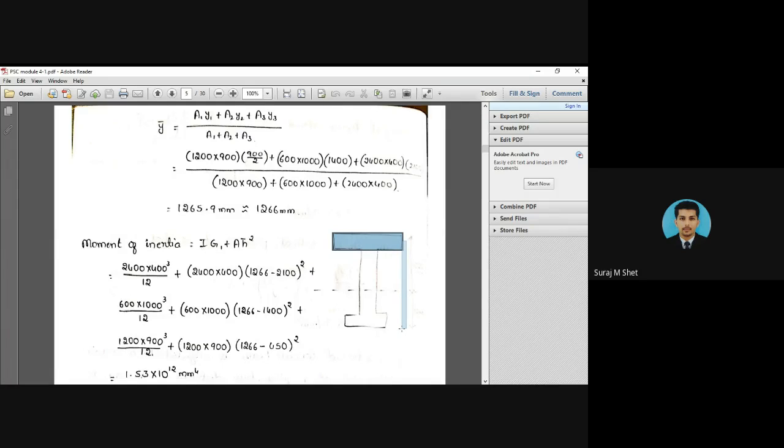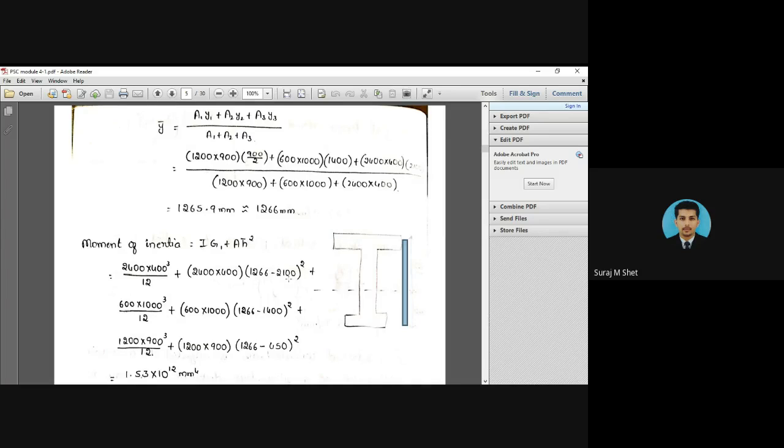First you have to calculate 2400 into 400 cube divided by 12, plus area of this above section, 2400 into 400 into y bar, whatever you calculate the y bar, minus this section from the center, from the half of the center. From the center it is 400 divided by 2, 200, plus bottom, you'll get 2100.